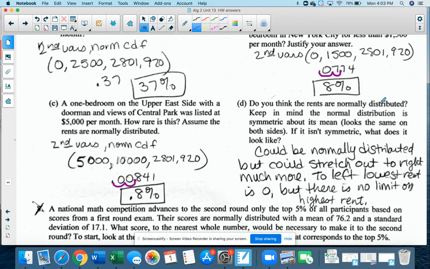Do you think the rents are normally distributed? Keep in mind the normal distribution is symmetric about its mean. Looks the same on both sides. If it isn't symmetric, what does it look like? It could be normally distributed, but technically it could stretch out forever and ever. There is no upper limit to what the rent could be, but there is a lower limit, and that limit is 0. You can't have a rent of negative. Okay, but there's really no limit on the highest rent. So it could be normally distributed, but technically the right side could go out a little bit further than the left side does.